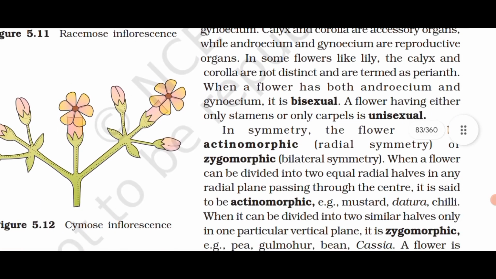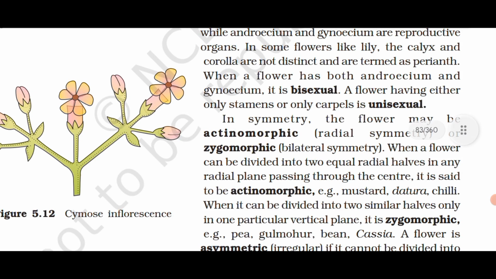A flower having either only stamens or only carpels is unisexual. In symmetry, the flower may be actinomorphic (radial symmetry) or zygomorphic (bilateral symmetry). When a flower can be divided into two equal radial halves in any radial plane passing through the center, it is said to be actinomorphic, such as mustard, datura, chili.